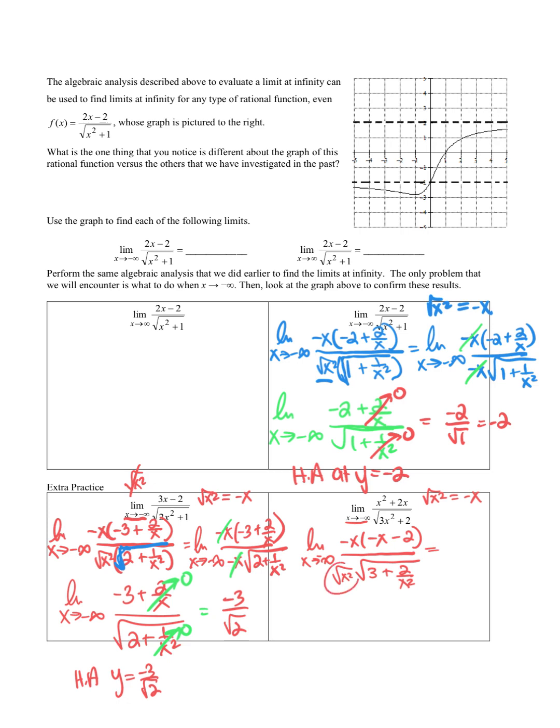So if I rewrite this square root of x squared as negative x, I'll have the limit as x approaches negative infinity of negative x times negative x minus 2, all over negative x times the square root of 3 plus 2 over x squared. Those negative x's will cancel, so we're really looking at the limit as x approaches negative infinity of negative x minus 2 over the square root of 3 plus 2 over x squared.